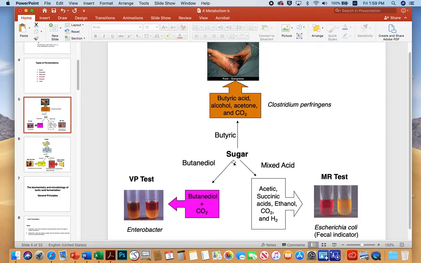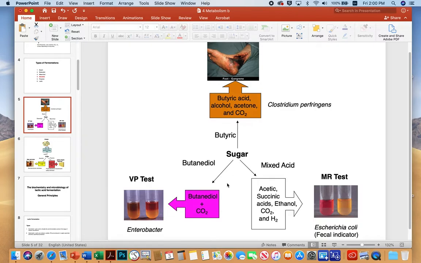Down here you see additional types of fermentation. One is butanediol. A version of this is important in wine microbiology, and I'll show you that in a bit. But here you're seeing it used to conduct the VP, or Voges-Proskauer test, in microbiology labs. And so you can feed the microbe glucose and then ask the question, does it undergo butanediol or mixed acid fermentation? And that's diagnostic for different kinds of microbes.